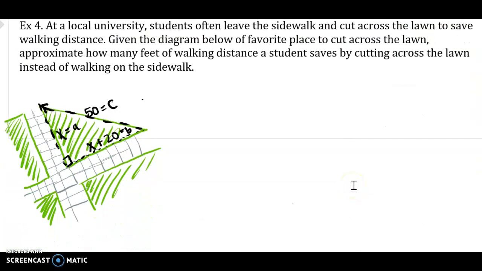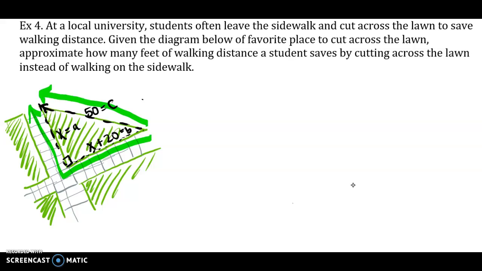All right, so the last thing we're going to cover is a word problem. A local university has a walkway, and students often walk this way, right? Some students like to cut through the grass, and they'll walk this way. That forms a right triangle, and so we could use the Pythagorean theorem to have an equation for this.